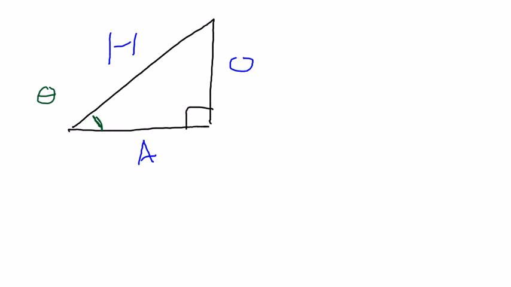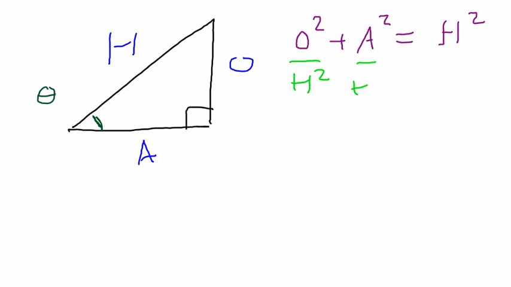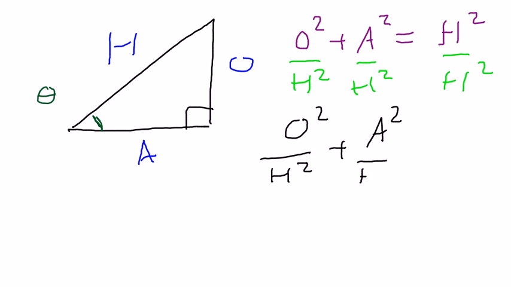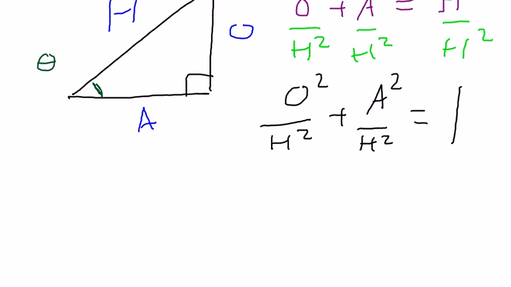Now, Pythagorean's theorem says that opposite squared plus adjacent squared is going to equal the hypotenuse squared. Then mathematically, if I divide everything by the hypotenuse squared, what happens? Well, on the left side, that's just going to be opposite squared over hypotenuse squared plus adjacent squared over hypotenuse squared. But on the right side, we cancel out to 1. Where does that lead us? How can we use that?